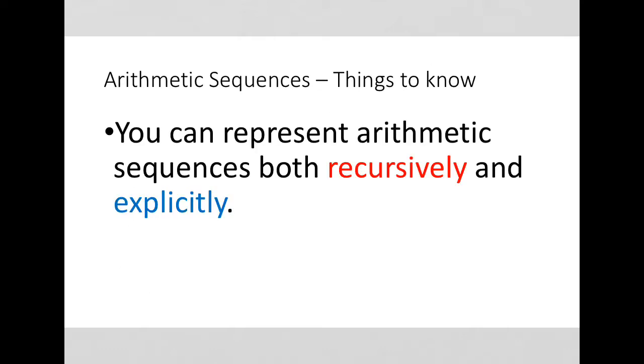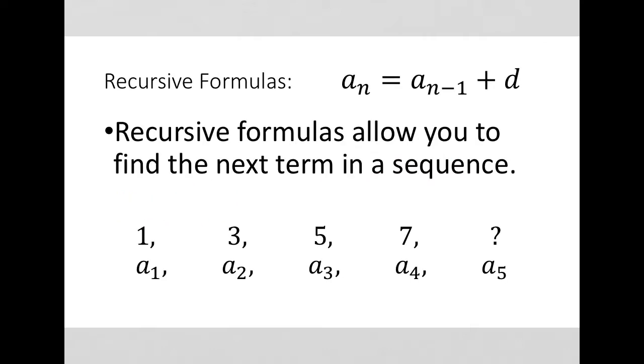Alrighty, what else? Well, with an arithmetic sequence, you can represent them either recursively, like we did at first, or explicitly, like we did when we came up with that smarter formula. What does that mean? It means if you're doing a recursive formula, you are relying on a previous term to get your next term. To know what a sub n is, you have to know what a sub n minus 1 is, and you have to know the common difference.